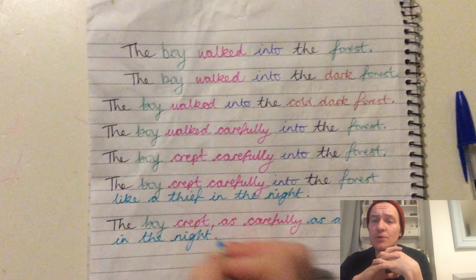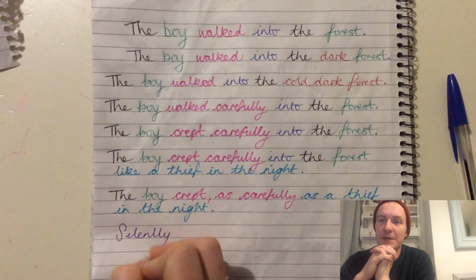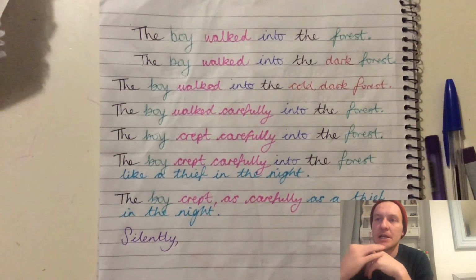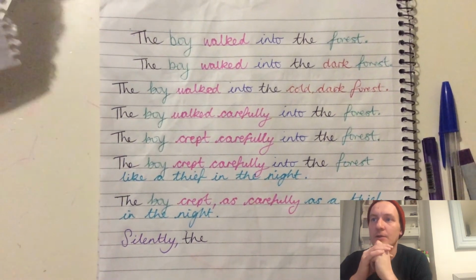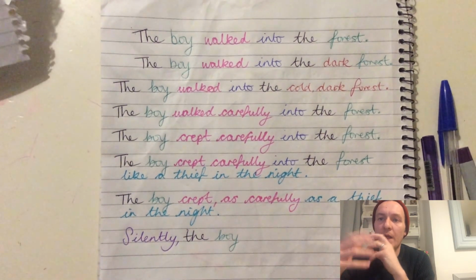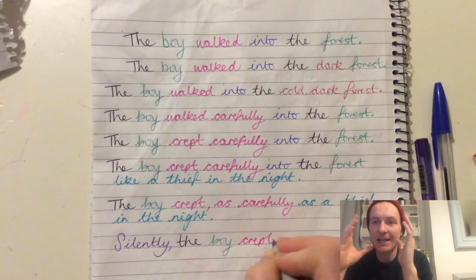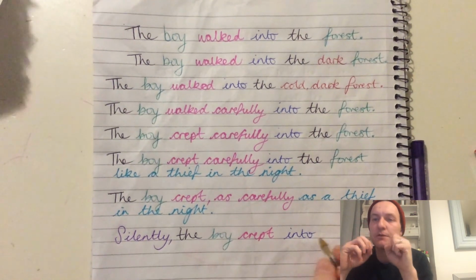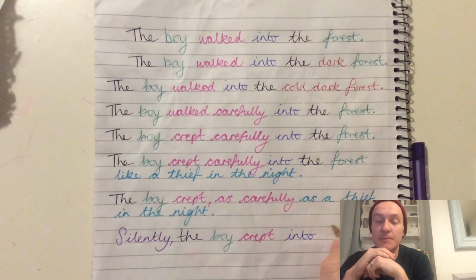And another great way to generate that kind of feeling is with a fronted adverbial. So that's a funny grown-up sounding term, which basically means we're going to be describing how something's happening at the beginning of a sentence. So I've chosen the word here, silently. So silently the boy crept into the forest. So that, once again, silently, comma, the boy crept into the forest, is telling that reader exactly what they need to know. That's giving that reader a pretty good idea of that scene and how it's playing out.